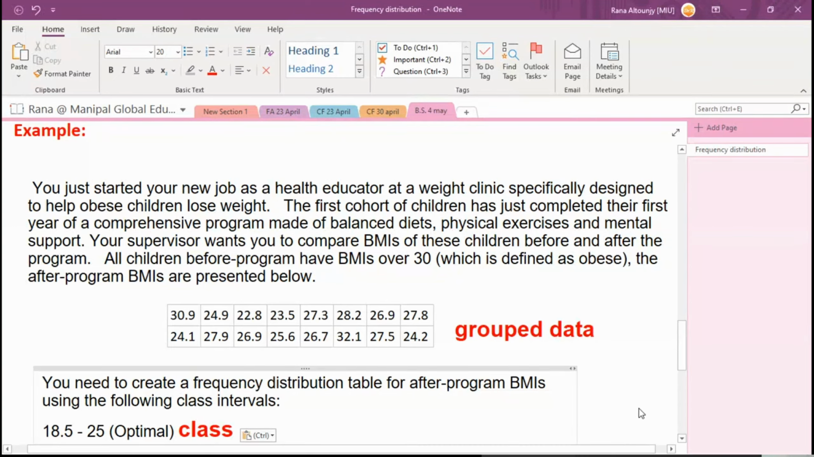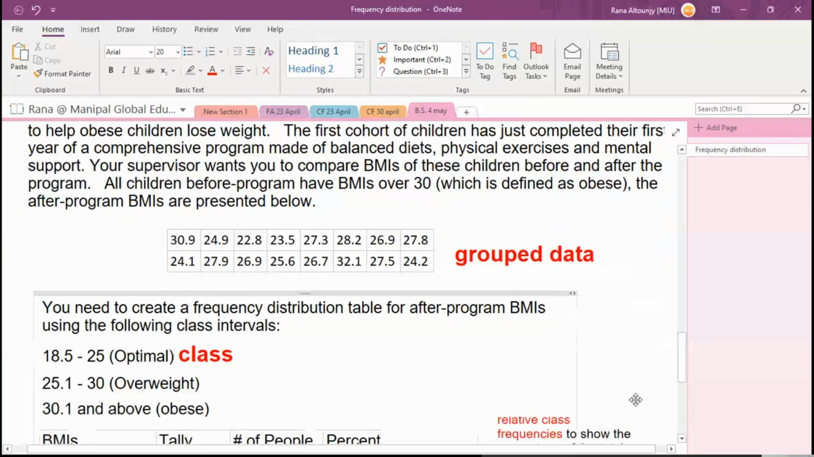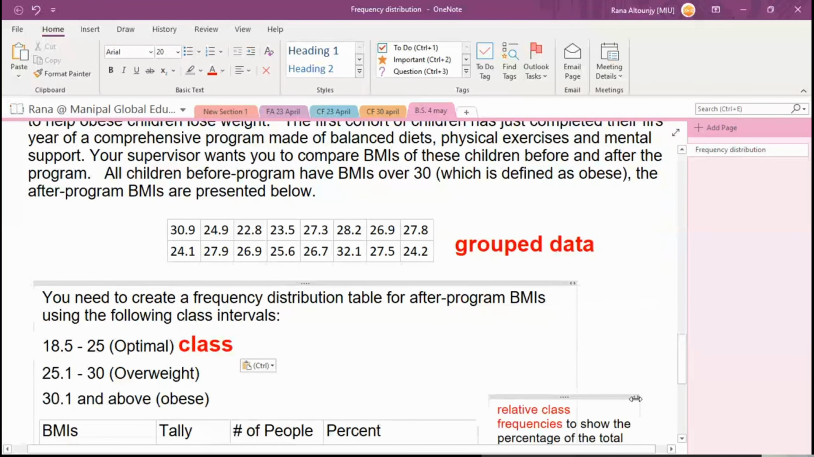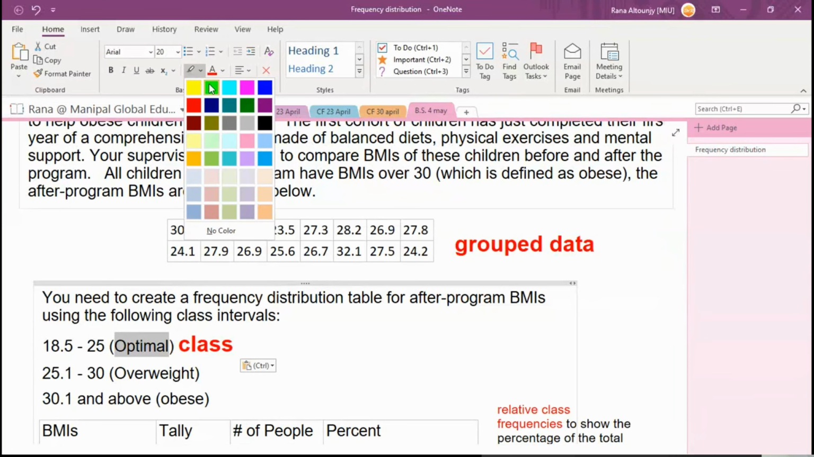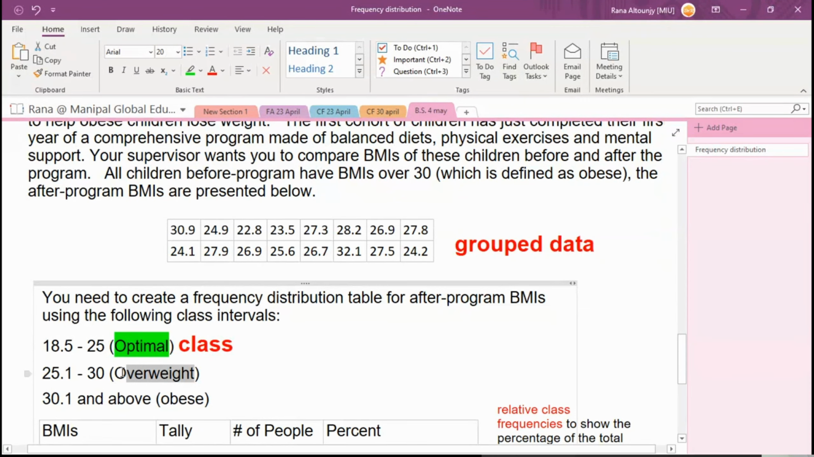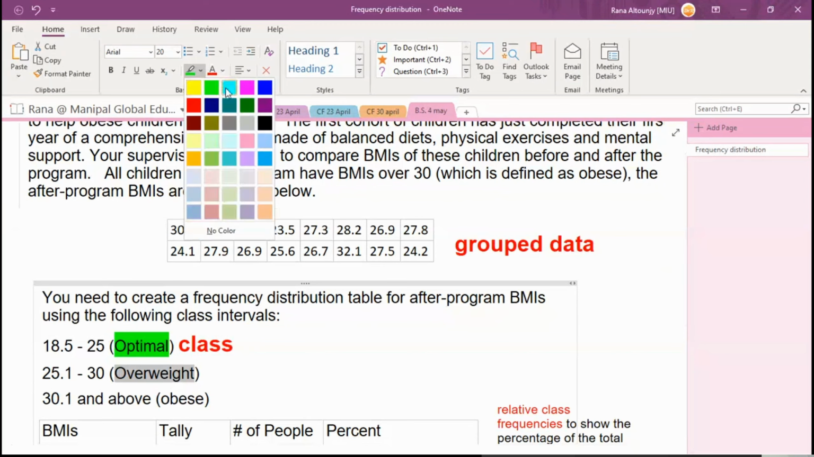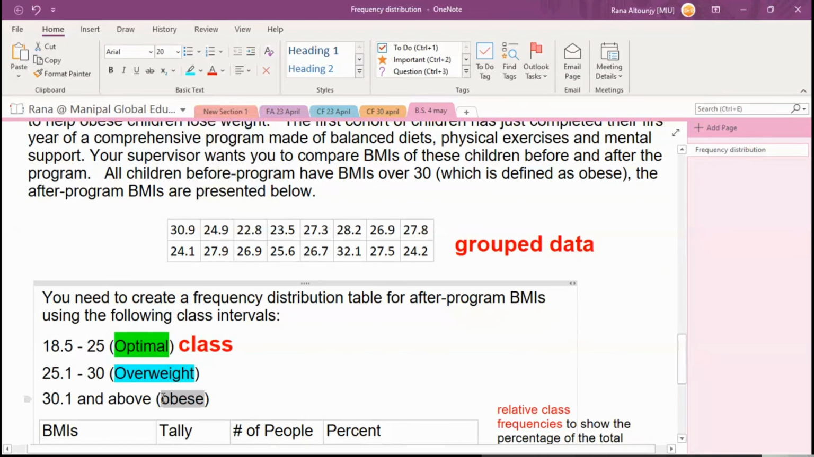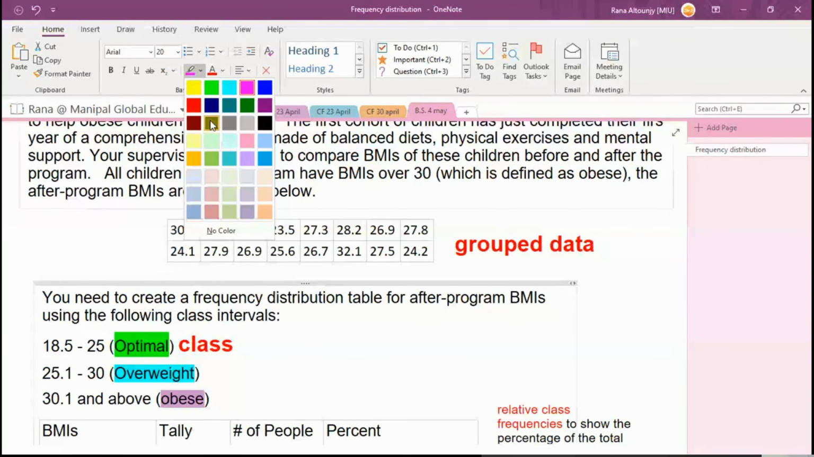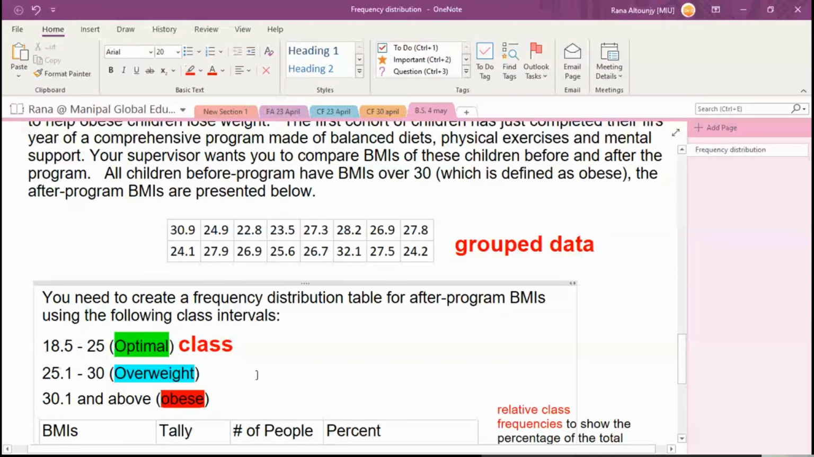So as we mentioned in our example here, we get the BMI of those 16 students. You are requested to categorize to see how many of them are still under the optimal level, how many of them are overweight, and how many of them are obese. Those normally, let's highlight with red color, because we need to really do something for them.